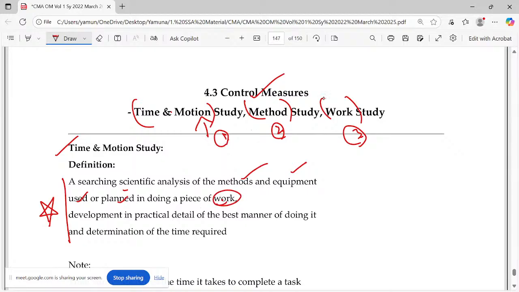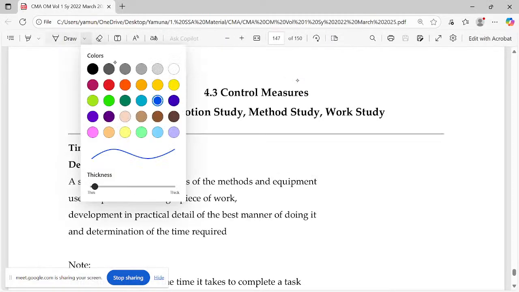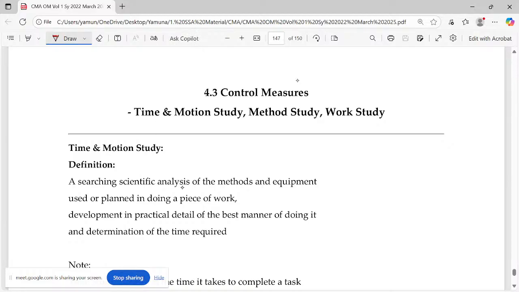See, it looks like work study. We are talking about the methods and equipments, so it will look like method study. Okay, let me start from the beginning. Definition of time and motion study: the scientific analysis of methods and equipments used. So what type of methods and what type of equipments you are using, or what type of planning you are doing to do that one piece of work.